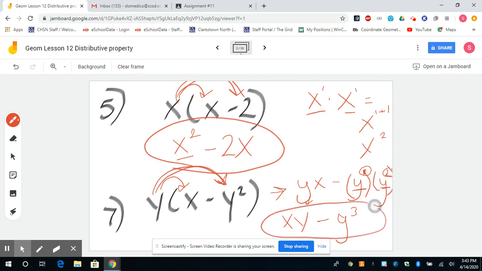And just because they both have a y doesn't mean that they're like terms, because they have different exponents. So you would just leave the answer like that. Okay, so x times y minus y to the third would be your answer for that one.